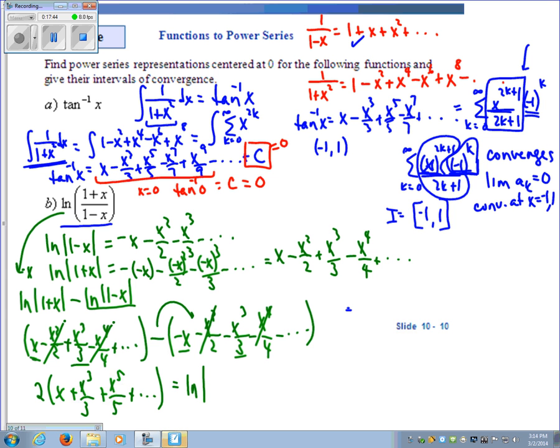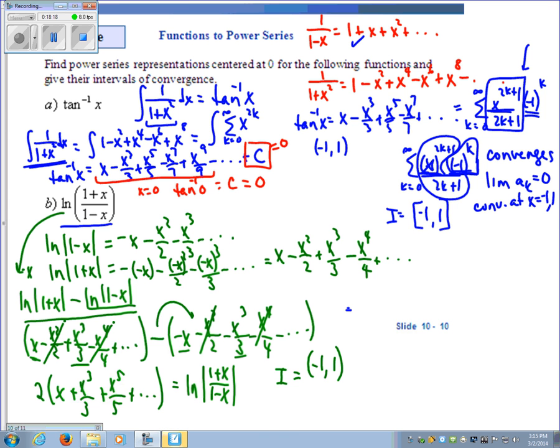Okay, and that would be the representation then for natural log of 1 plus x minus natural log of 1 minus x, which is natural log of 1 plus x over 1 minus x. Now we formed this power series by taking the difference of two power series that we already knew. So when you do it by summing or differencing two power series you know, it will have the same interval of convergence. So our interval of convergence will be the same as we had for the natural log of 1 minus x, which was the interval from -1 to 1. So we don't have to worry about checking endpoints unless we're differentiating or taking the integral.